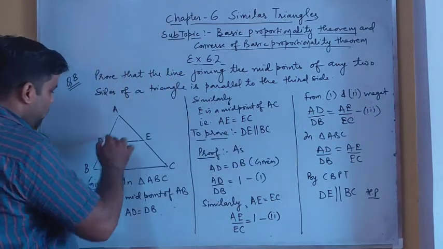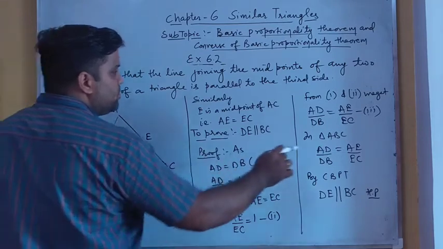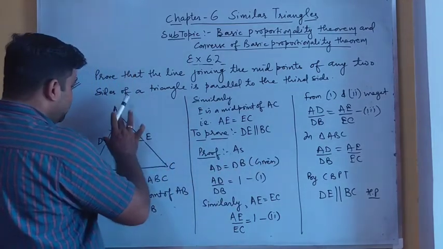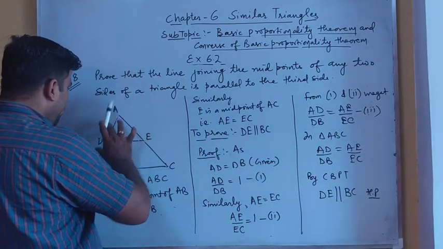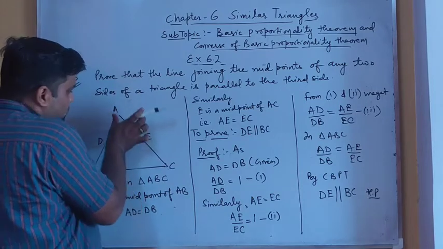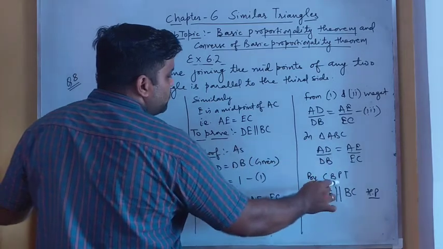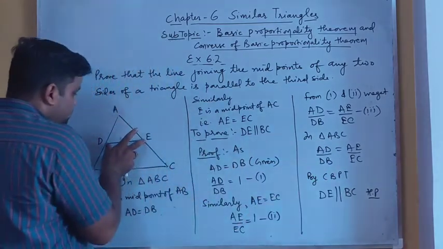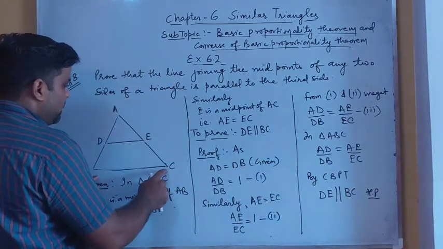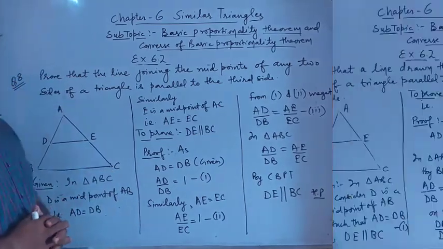So from triangle ABC we can see that AD by DB is equal to AE by EC. So by the converse of the BPT theorem we can say that DE is parallel to BC, which is the question.